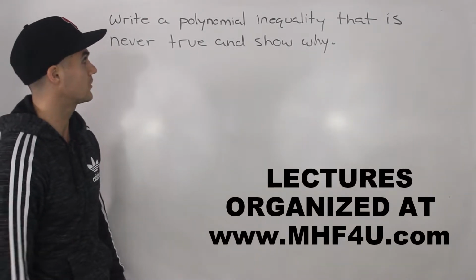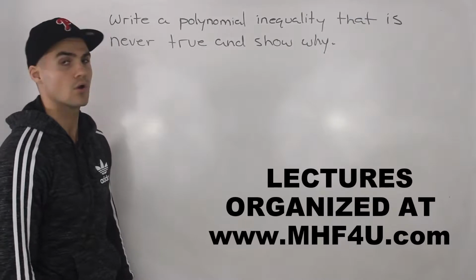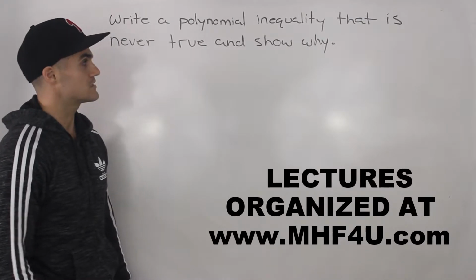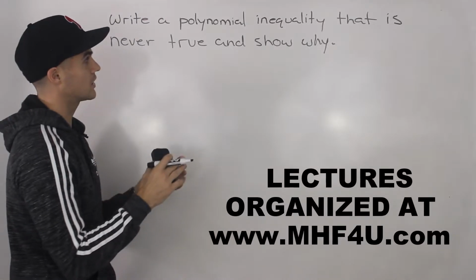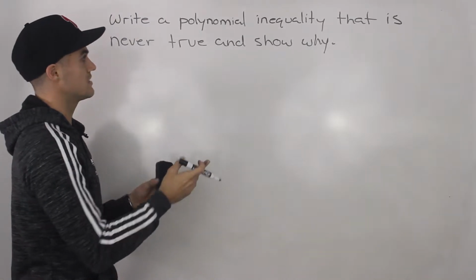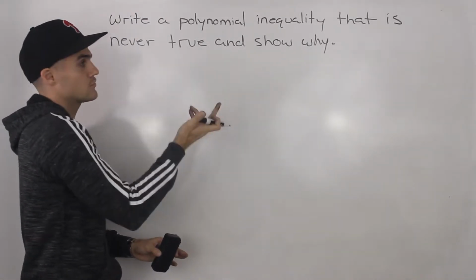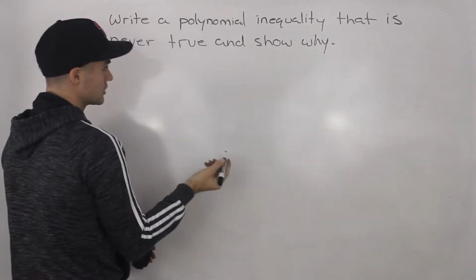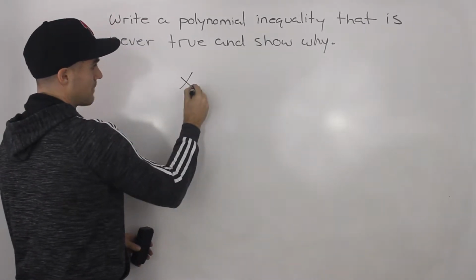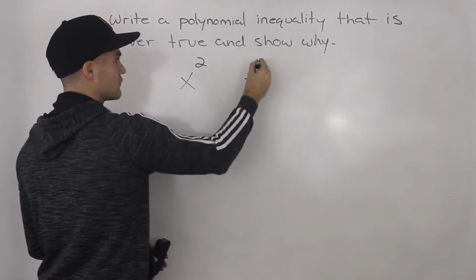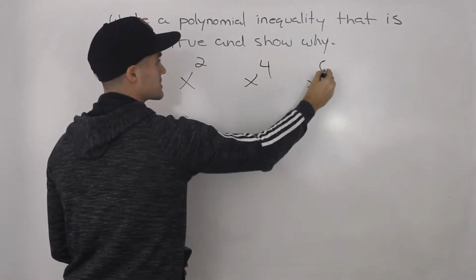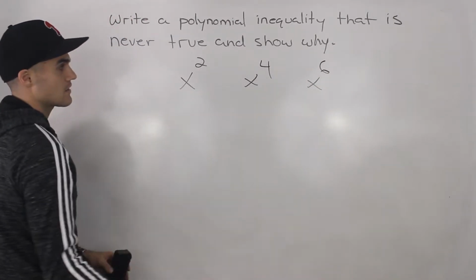Write a polynomial inequality that is never true and show why. Now, this is a communication type of question, and whenever they're talking about polynomial inequalities either being always true or never true, you're usually going to see x to the power of even numbers. So like x squared, x to the 4, x to the 6, x to the 8, etc.